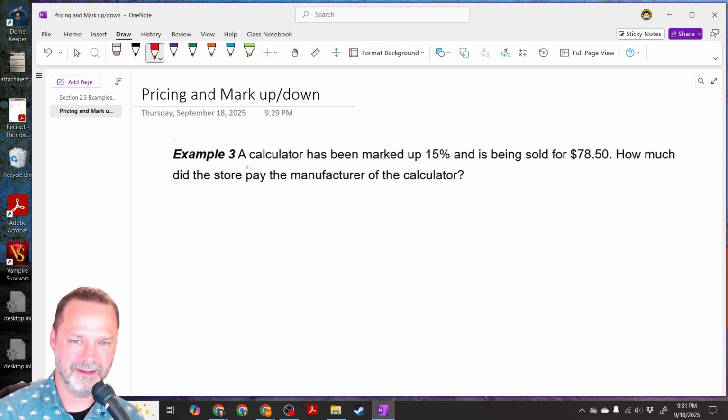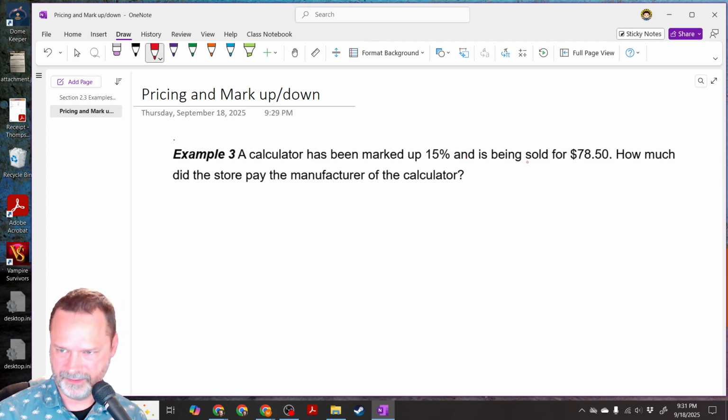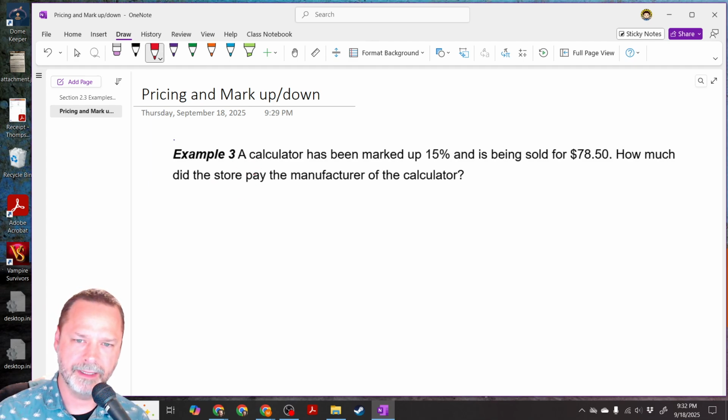A calculator has been marked up 15% and is being sold for $78.50. How much did the store pay the manufacturer for the calculator? Okay. So my mind goes blank. I read these, and it is important to understand these. You don't have to have a really deep understanding, but it does help. So let's just start with this.